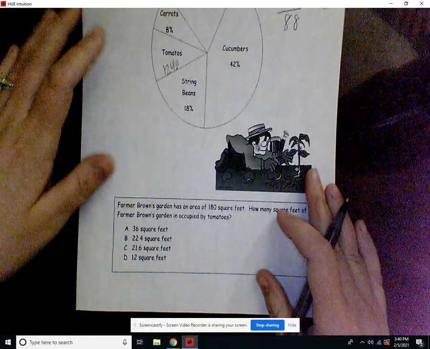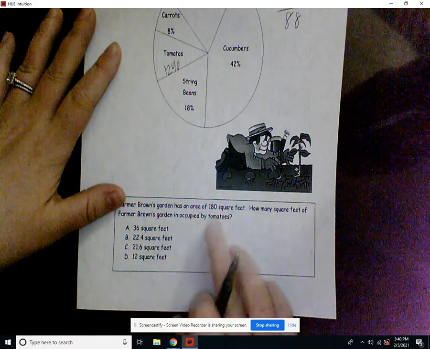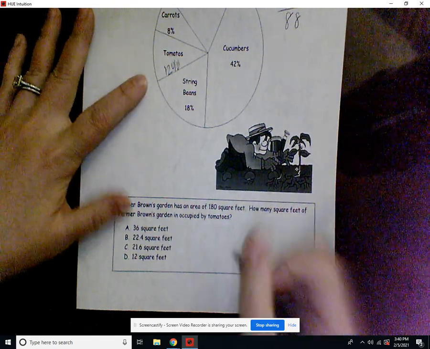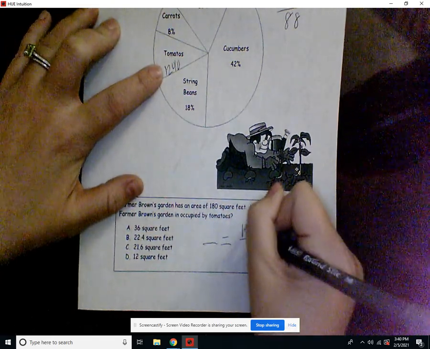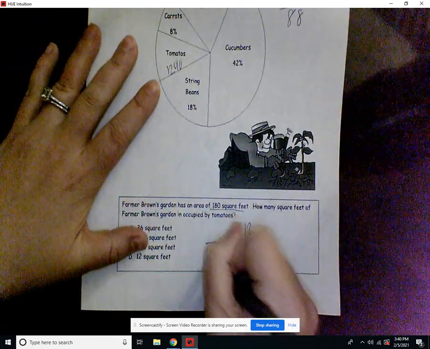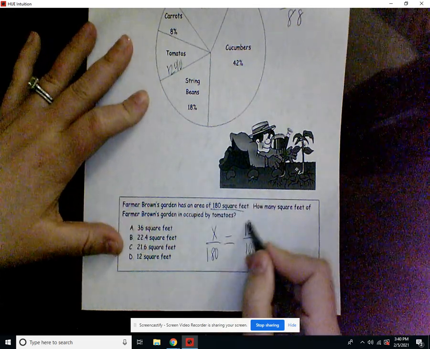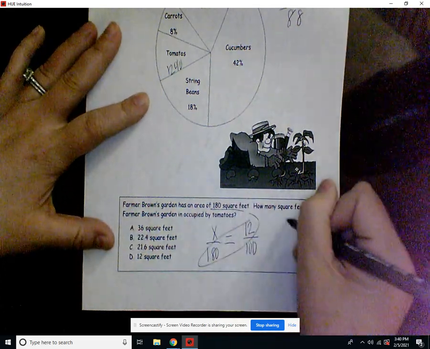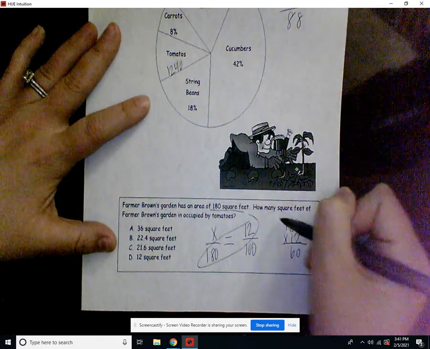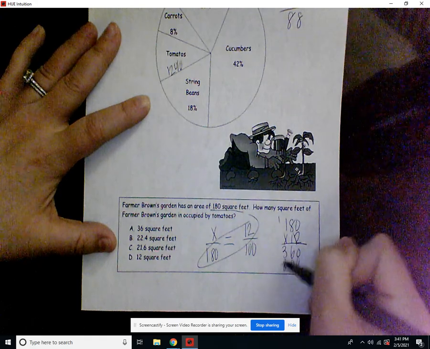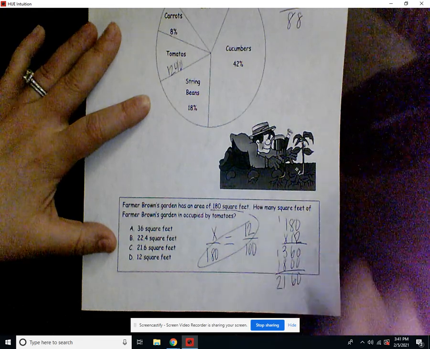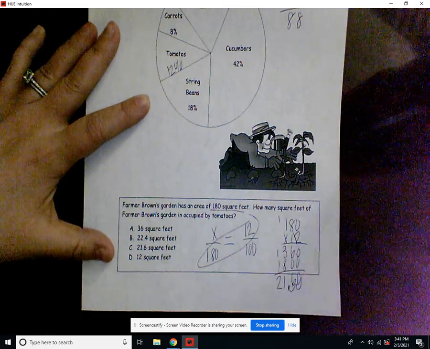Okay, so the question is, Farmer Brown's garden has an area of 180 square feet. How many square feet of Farmer Brown's garden is occupied by tomatoes? So we are given our percentage, which is 12 over 100. And then we're going to use 180 feet on the bottom and then X on top. We'll cross multiply and divide. So 180 times 12. And then we divide by 100, move our decimal over twice, so we get 21.60, which is C.